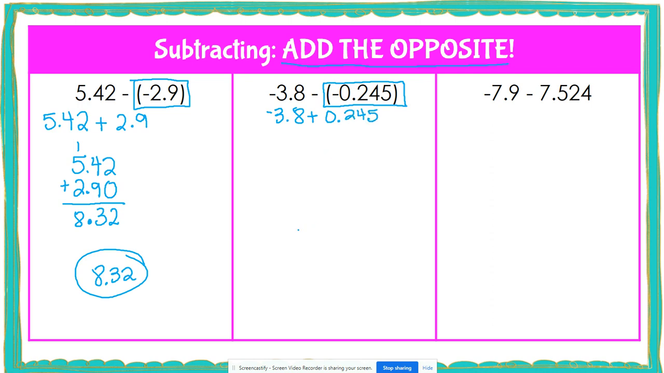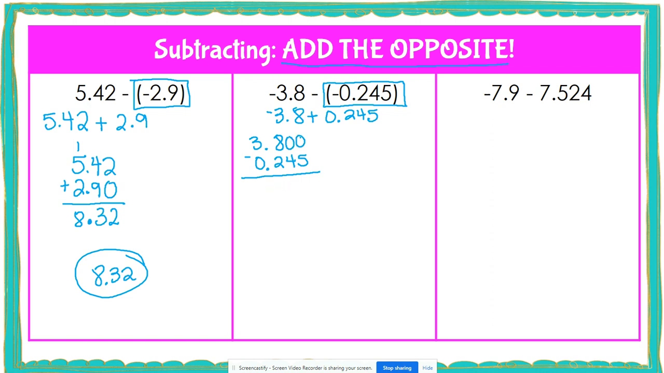And now I need to use my rule for adding. I see that I have a negative plus a positive, so I'm adding with different signs. When I'm adding with different signs, I know that that means I need to actually subtract my absolute values. So for this problem, I am going to subtract 0.245 from 3.8. I remember that I need to line up my decimals, and then I can subtract.